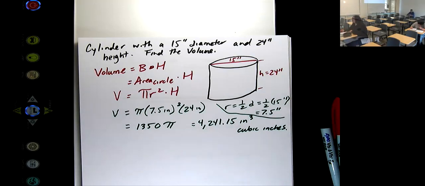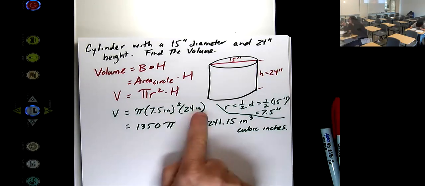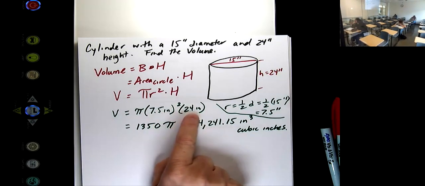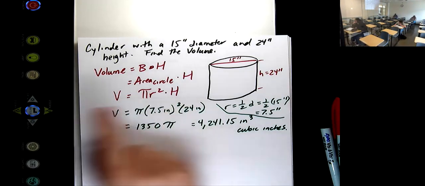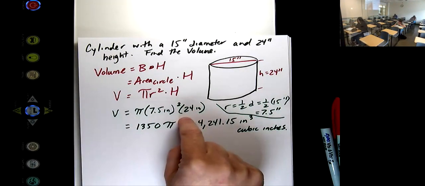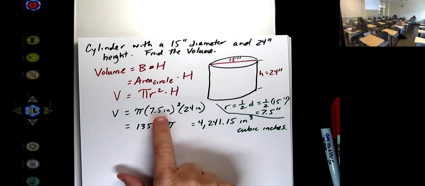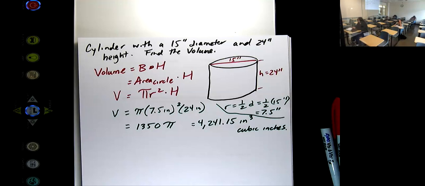I think I understand that. 1,350, how did you get that? That's just the numbers multiplied. Oh, okay. 7.5 squared times 24. Yeah, verify that in your calculator. Make sure you get 1,350. Ignore the pi for now. Just do 7.5 times 7.5 times 24.